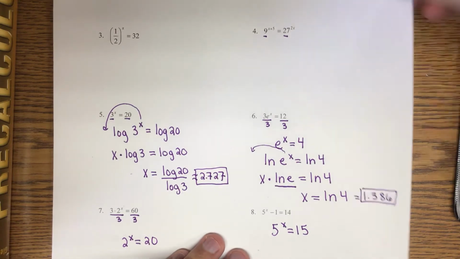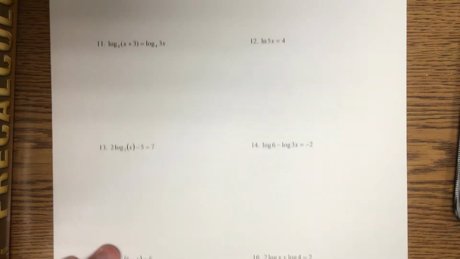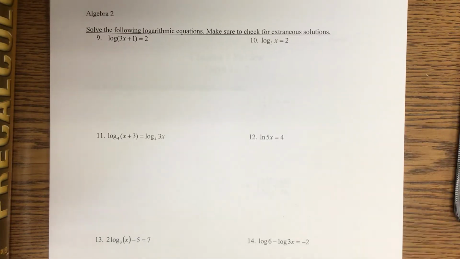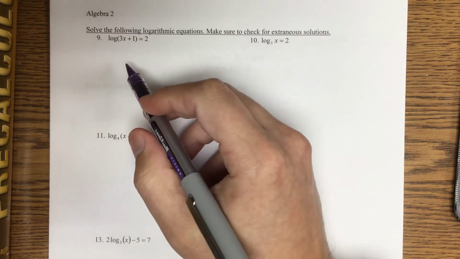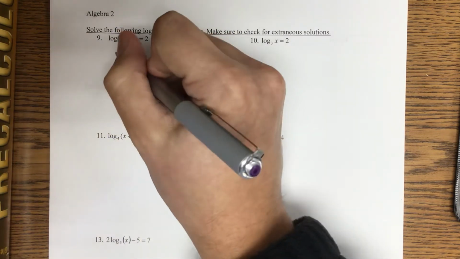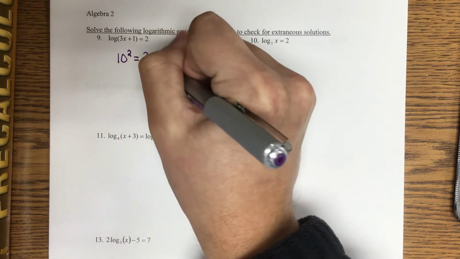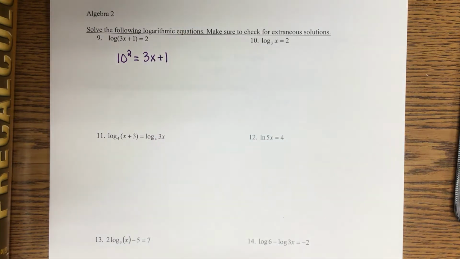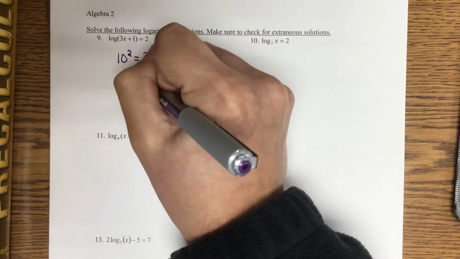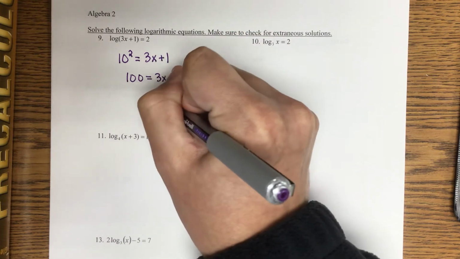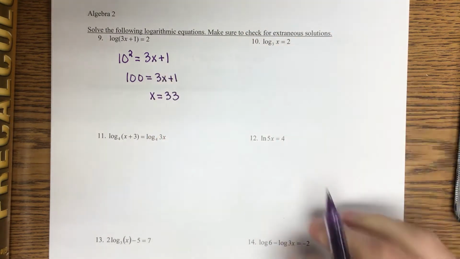But on the back, what will happen is we already have logs present in these problems. And when you already have a log present, you can convert. So for problem number 9, the base is 10. Power is 2. You're going to set that equal to 3x plus 1, and then you're going to solve for x. So that would be 100 is equal to 3x plus 1, and then you will solve to get 33.